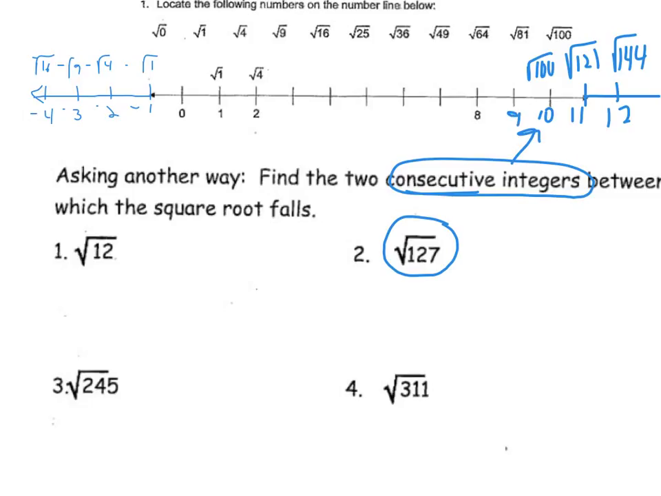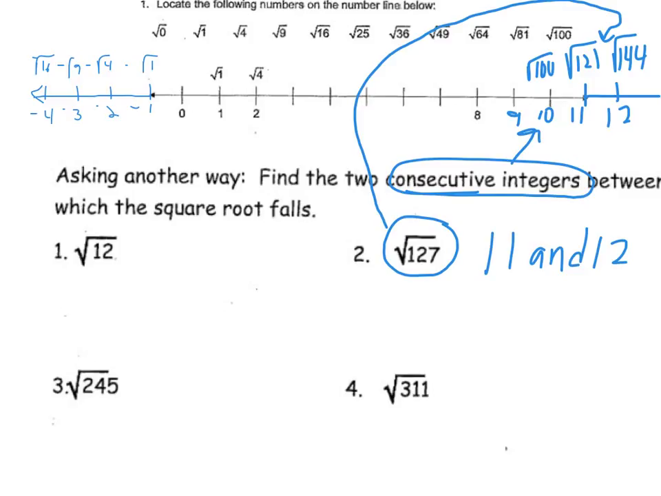All right, so from the top of the number line, I've got to figure out where the square root of 127 is. All right, so it comes up here. And it is after 121, but before 144. So that means it's between the 2 integers on the bottom of the number line. It is between 11 and 12.